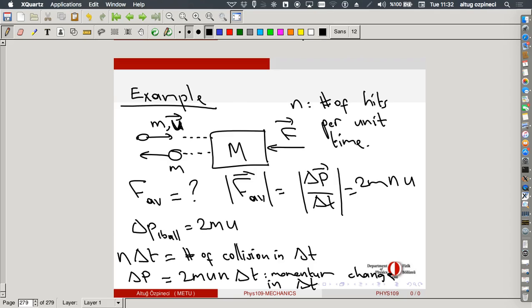Okay, any questions before you go? Yes, one question. Yes? No? The total average force acting on the box is 0. But the average force that the balls exert on the box is, again, has this magnitude.